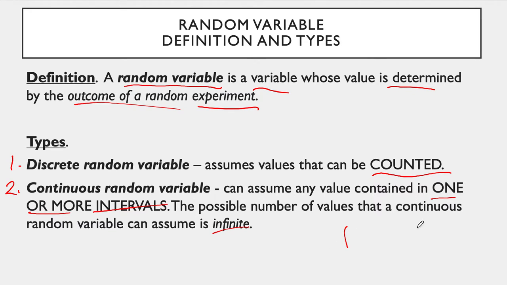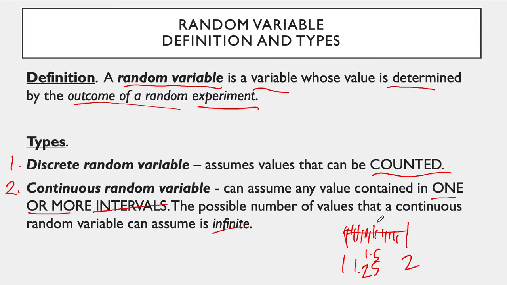Given an interval, for instance, let's just imagine an interval of 1 to 2. We can have 1.5 in between. Between 1.5 and 1, we have 1.25. Then we can get a value between 1 and 1.25, and then somewhere between those, and so on. We can actually have an infinite number of values with continuous random variables.